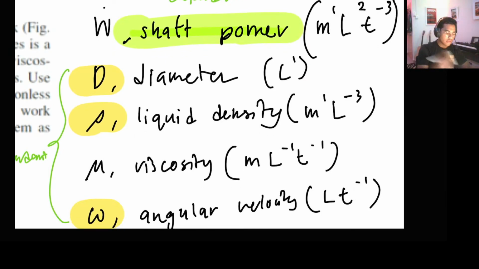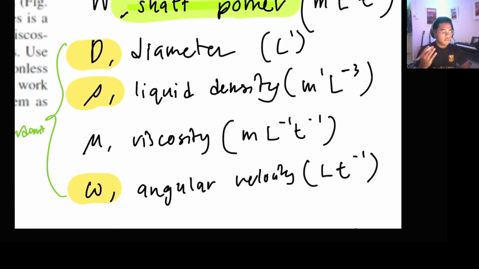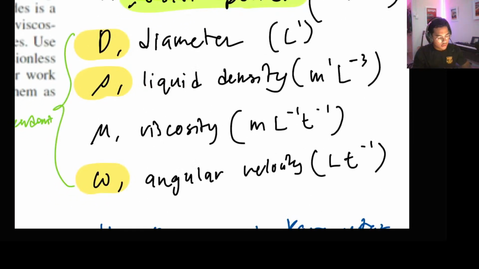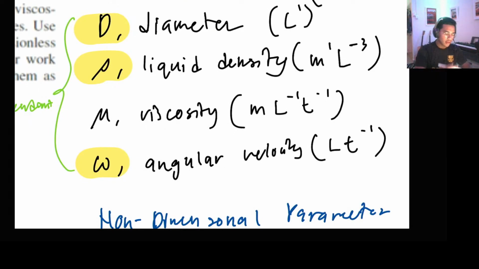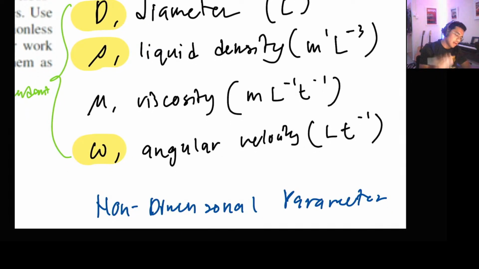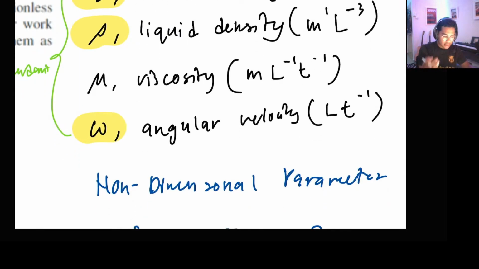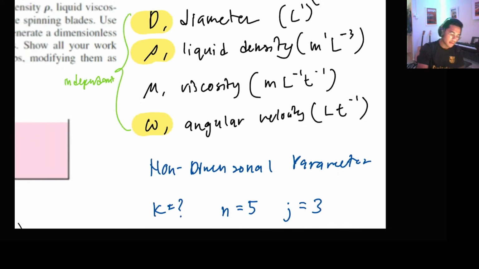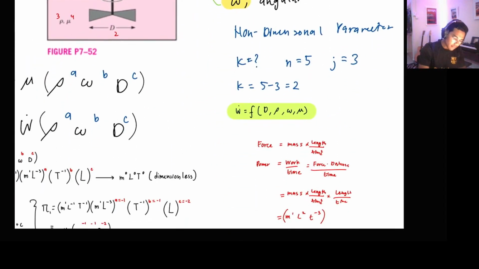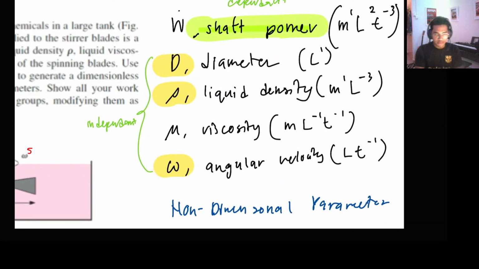Okay, so diameter is L, liquid density is M over L cubed, viscosity is M over L T. Angular velocity is also velocity. Angular is just the characteristic of it in a circular dimension. Okay, so that is step 2. We need to write down M, L, T and all of that.